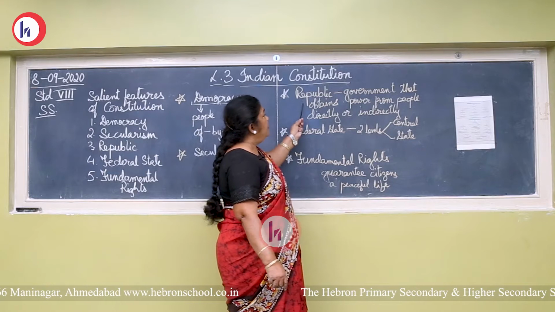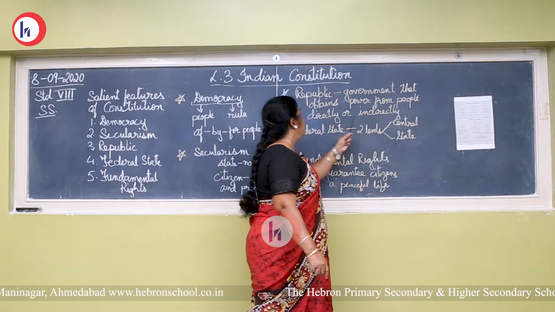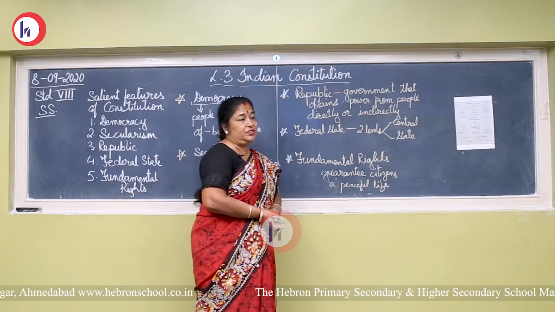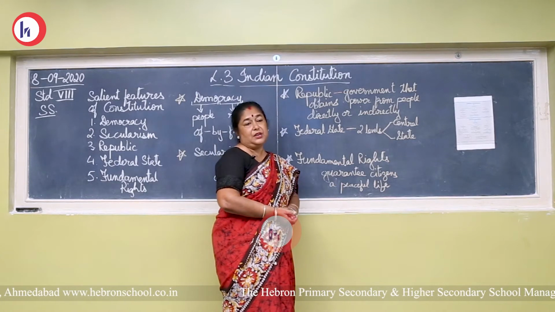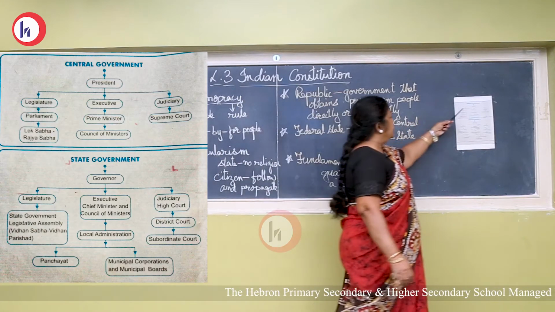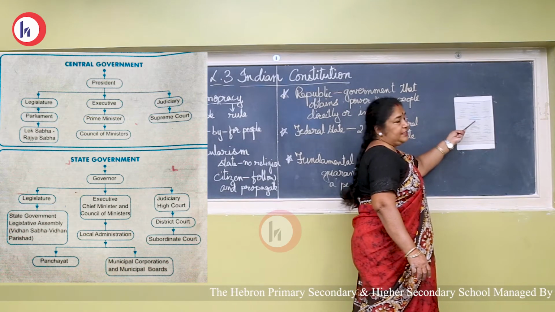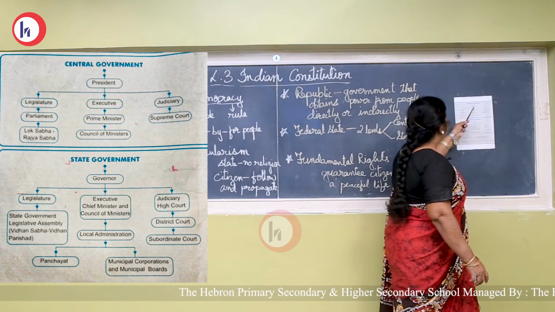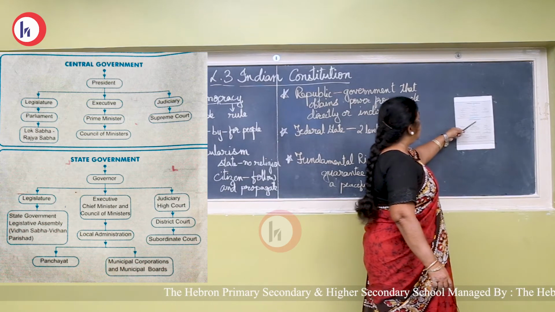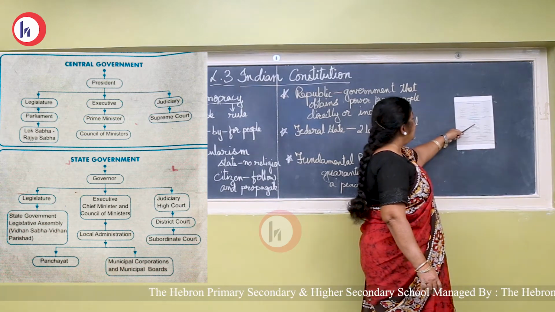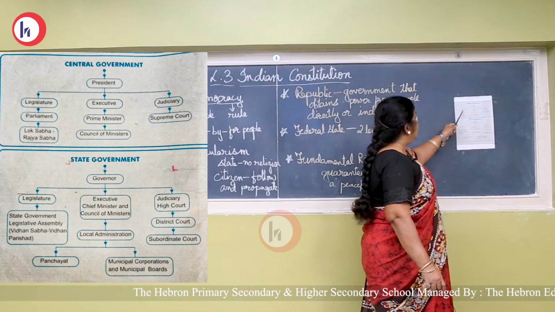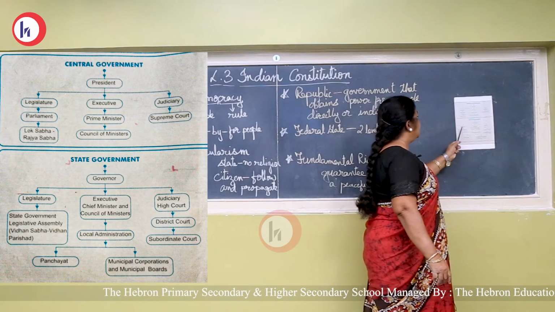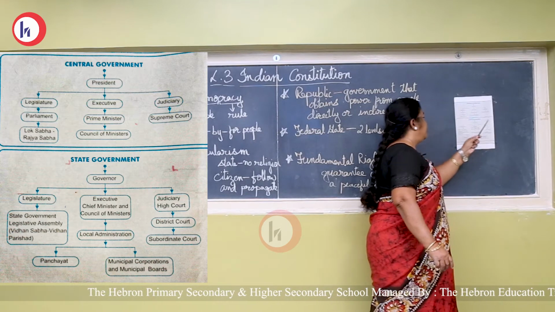Republic. A republic is a government that obtains power from the people directly or indirectly. We have elections, and after the elections are conducted, the representatives govern the country. Now, look at this chart here. We have the central government and the state government. At the central government, the administrative head is the president, and in the state government, the constitutional head is the governor. There are three organs: legislature, executive, and judiciary. In the state government also there is legislature, executive, and judiciary.